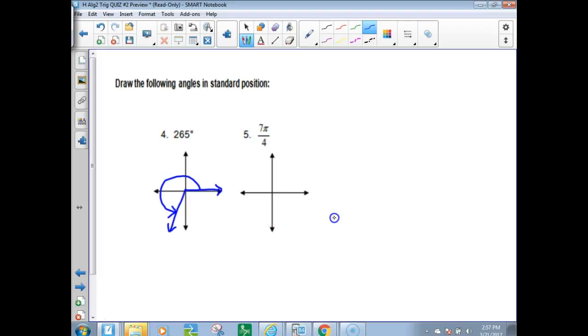7 pi over 4, we have not learned the unit circle yet, so therefore we may not realize where 7 pi over 4 is. So you may wish to convert this first back to degrees. The conversion factor is 180 over pi because you want degrees to be in your answer. So the pi's cancel out. 45 times 7, is that 315? All right, so that makes you think about where your angle is. That would be in quadrant 4.